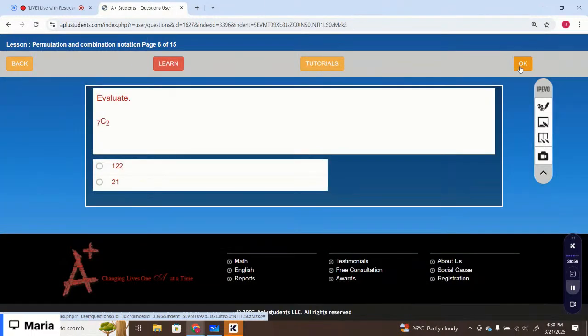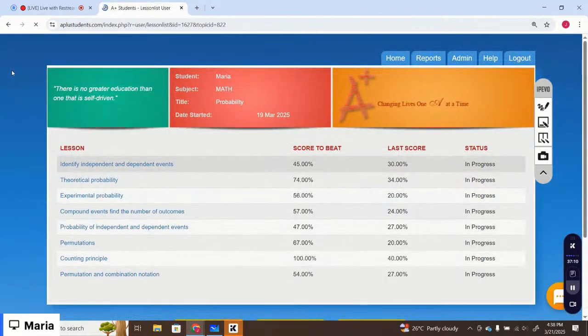Okay, you can complete the lesson by yourself here today. So we're working on grade 9 math. The chapter we're working on is probability. The lessons we have covered today are probability of independent and dependent events, permutations, counting principles, permutation and combination notation.